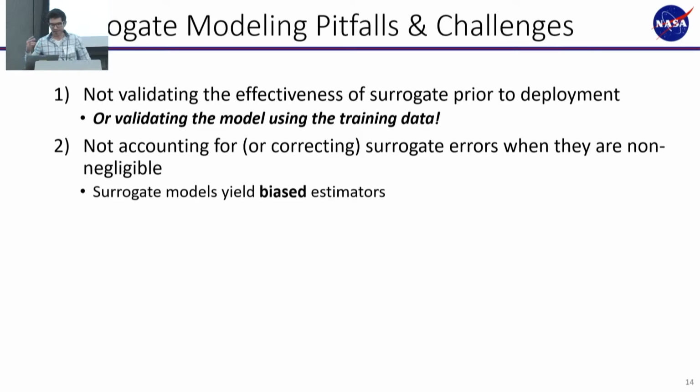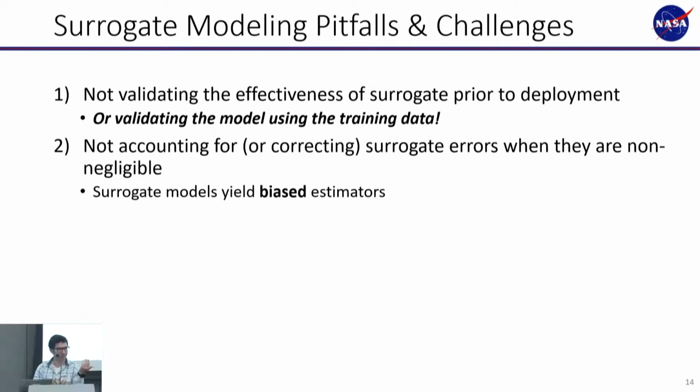All right, summarizing some pitfalls and challenges. These are the two that we just talked about. So not validating the effectiveness, or probably even worse, validating using your training data, which gives you a false sense of accomplishment or confidence in your model. Not accounting for any errors when they're non-negligible. So in general, if you use a surrogate model for an estimator, it's going to be biased just due to the error with respect to your original high-fidelity model.